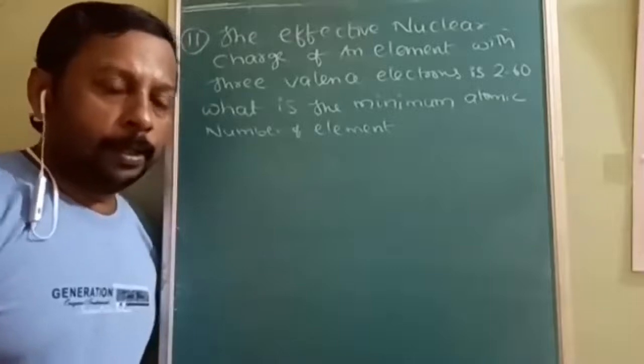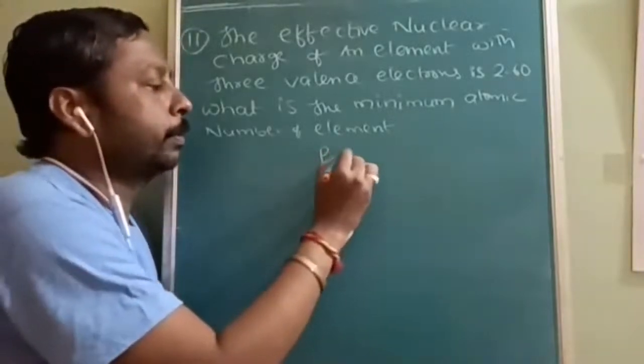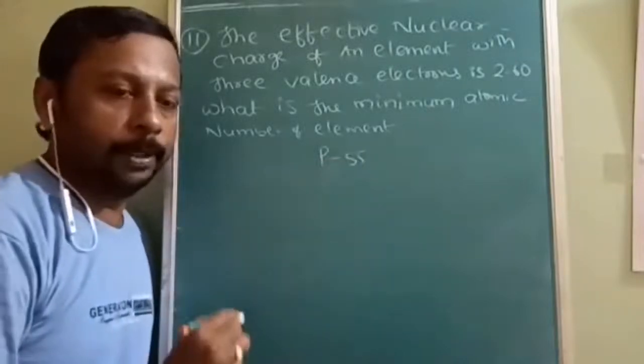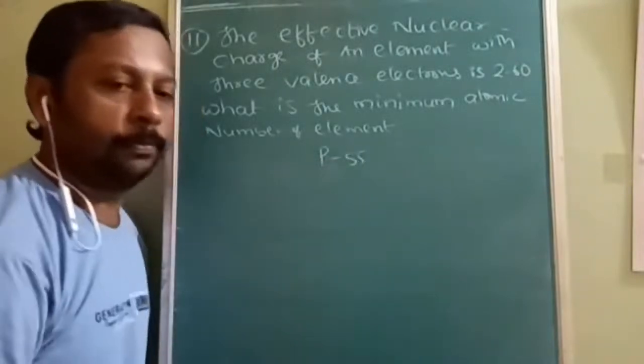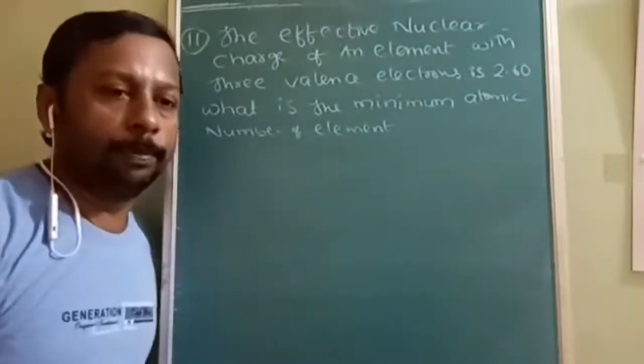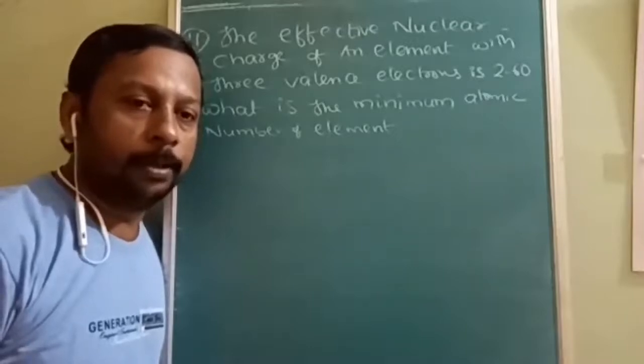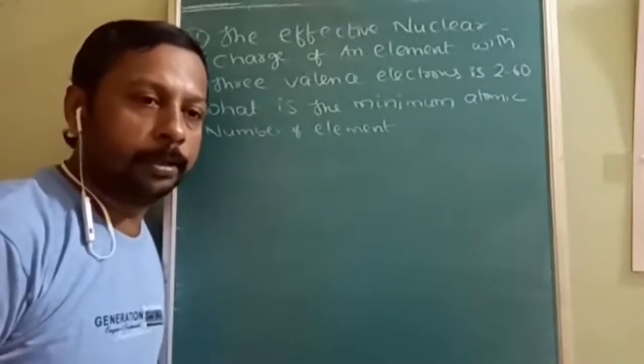Okay students, we are in the NTA Abhyas paper number 55, and we have completed our first 10 questions. This is the 11th question. It is related to the periodic table.